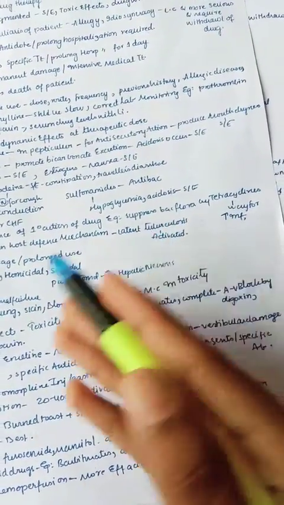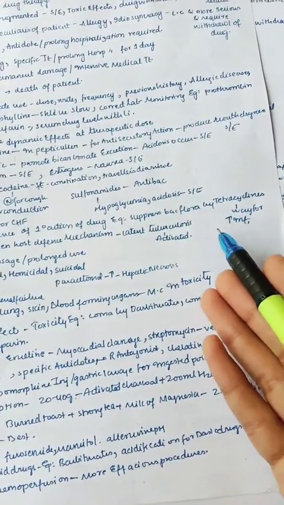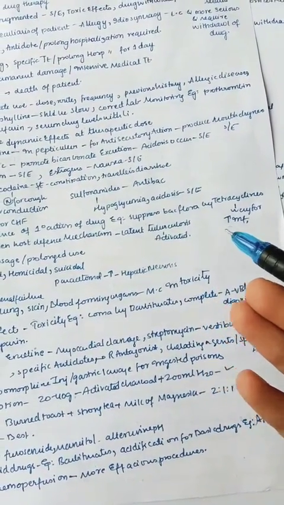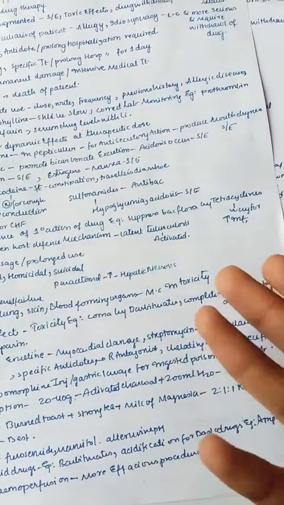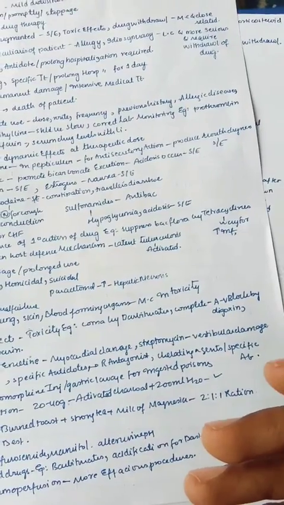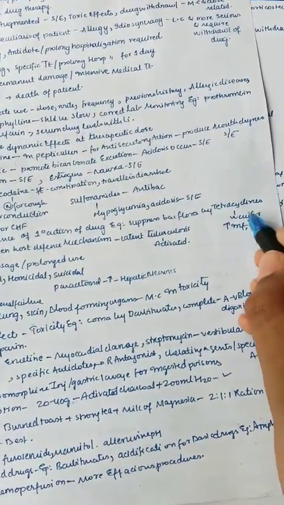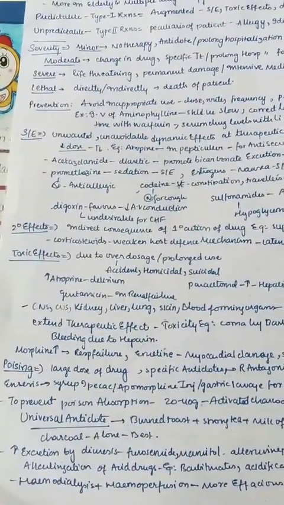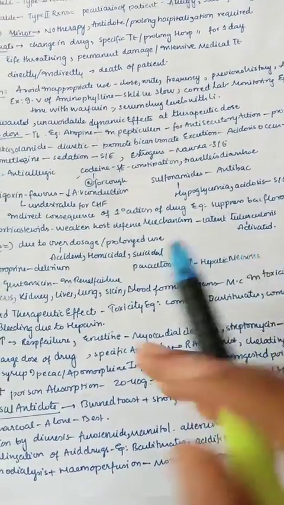For example, if you suppress the bacterial flora by tetracycline, then it increases more infections, because we need the bacterial flora for the further development of many useful products and also for digestion. So whenever we suppress the bacterial flora mainly by tetracycline, it increases more infections. So this is a side effect. Corticosteroids weaken the host defense mechanism, like latent tuberculosis is activated.